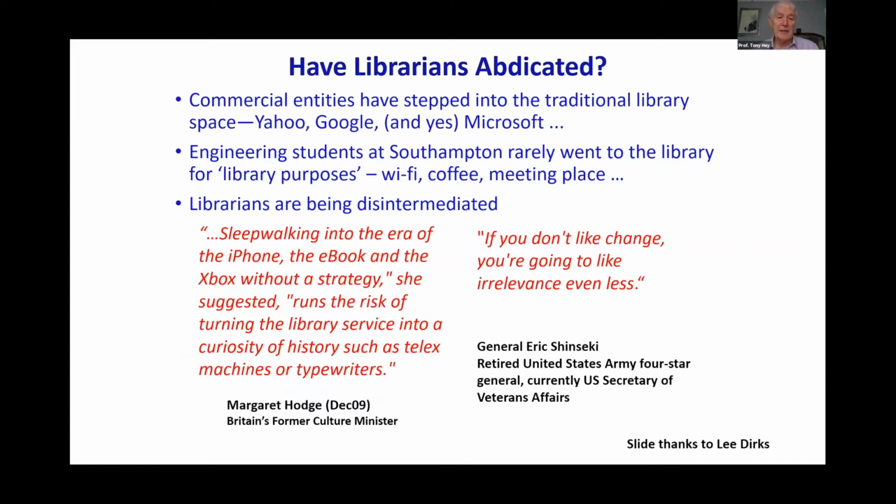Unfortunately, he died in a car crash, but he introduced me to many things, and this is a slide he liked using. Commercial entities like Google and Microsoft and others are now in the library space, whether you like it or not, because they can find articles and you don't need to go to the librarian to find an article on arXiv or whatever. I was Dean of Engineering at Southampton, and my students rarely went to the library for library purposes. They went there for Wi-Fi, for coffee, a meeting place.